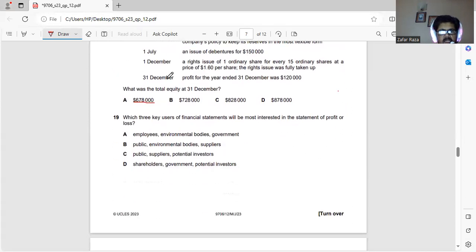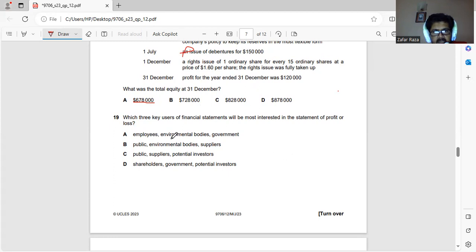Okay. We have nothing to do with these debentures, I think. It has nothing to do with this question. Which three key users of financial statements will be most interested in the statement of profit and loss? A statement of profit and loss means income statement.